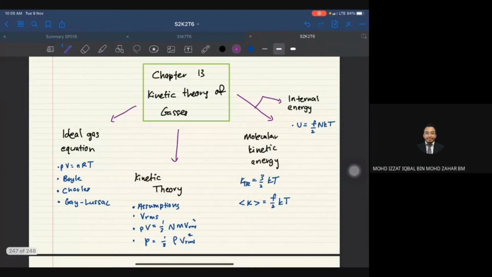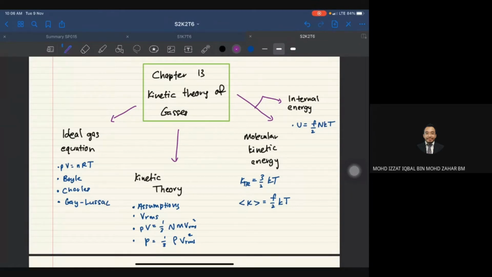Okay, so chapter 13 you can divide into 3 main subtopics. If you go through the learning outcomes, you have the ideal gas equation, that one is the first subtopic, and then it's about the kinetic theory of gases, the second subtopic, and then we have molecular kinetic energy and internal energy, which is actually under the same subtopic. Okay, but similar things. And then for the ideal gas equation, you will learn about this particular equation.